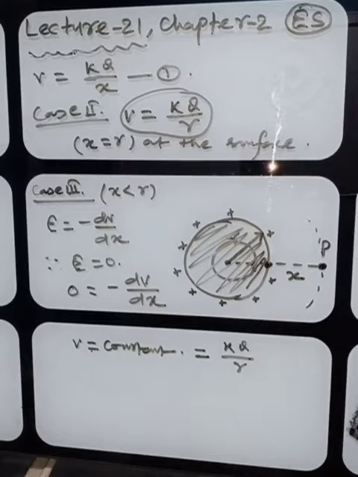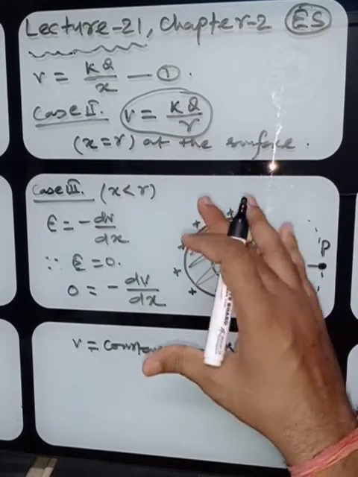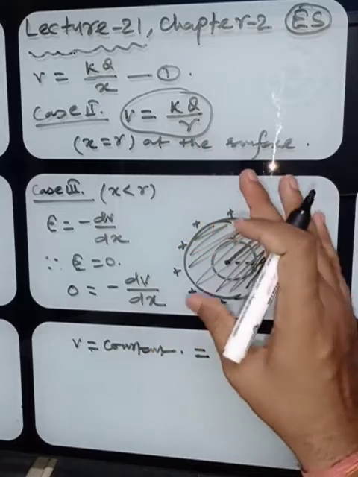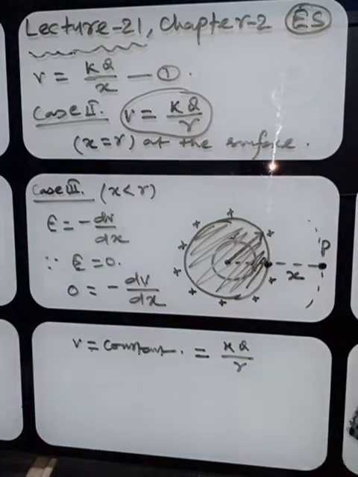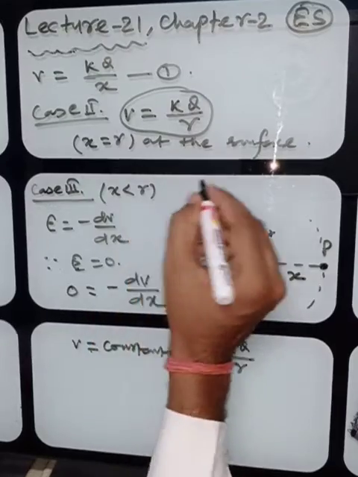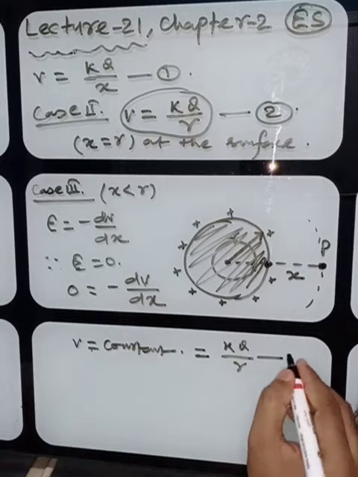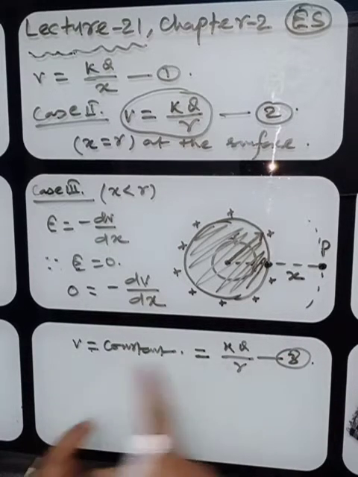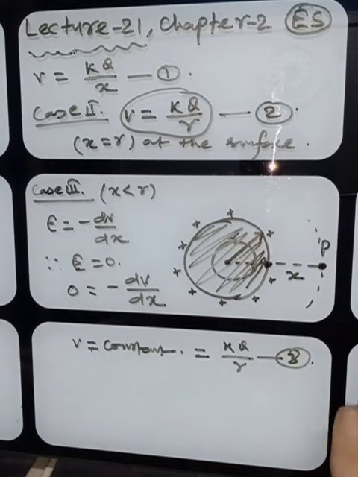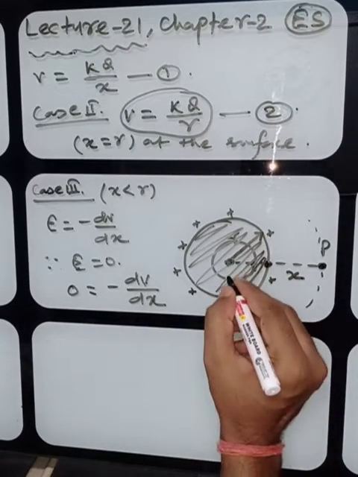Now students, you will be asked to draw the graph between the potential and position. Kindly note down, this was the second case, and this is the third case. Kindly note it down in your notebook. Now the graph. This is the center. I'm plotting the graph.